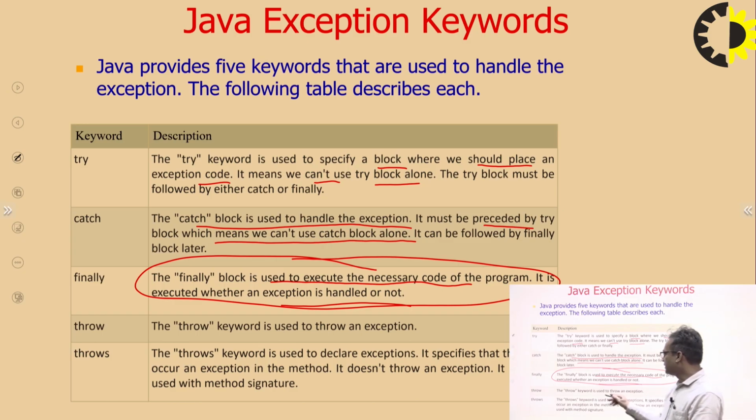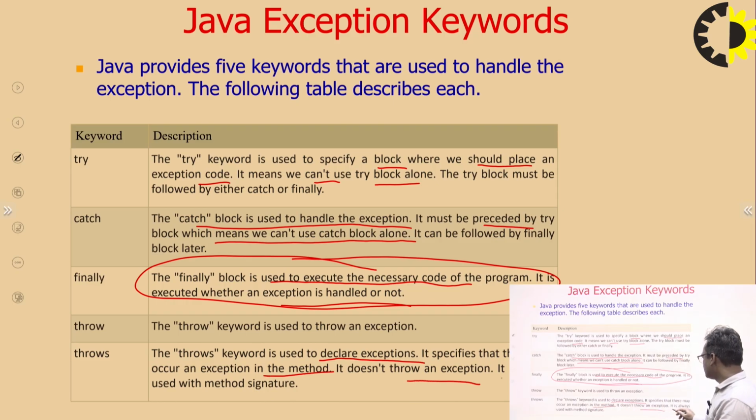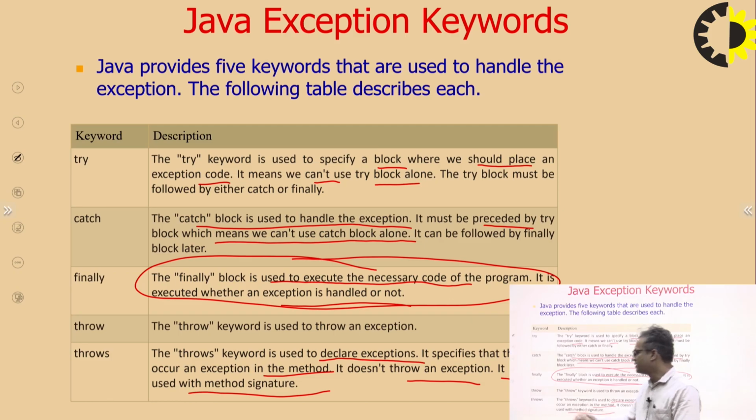Throw is a keyword that is used to throw an exception, and throws is basically a keyword used to declare exceptions. You can declare your own exceptions. It specifies that there may occur an exception in the method. It doesn't throw an exception. It is always used with the method signature. That means you are creating your own exception handler here.